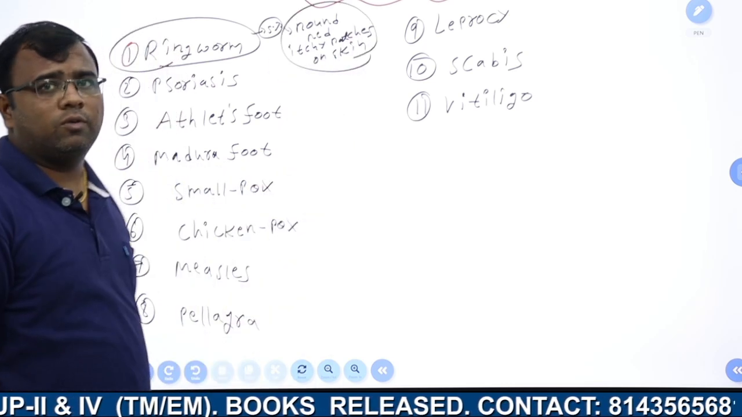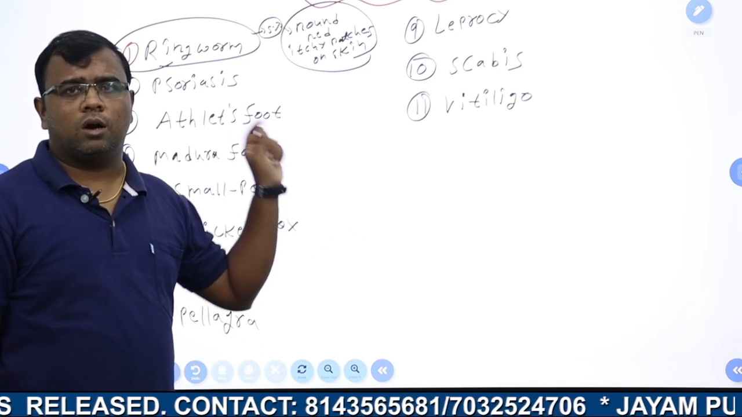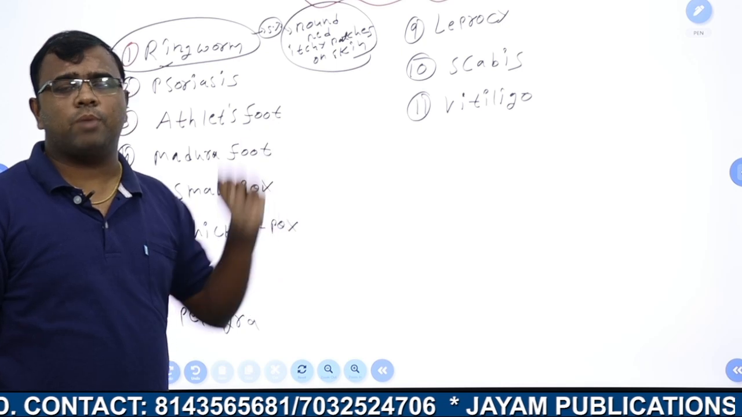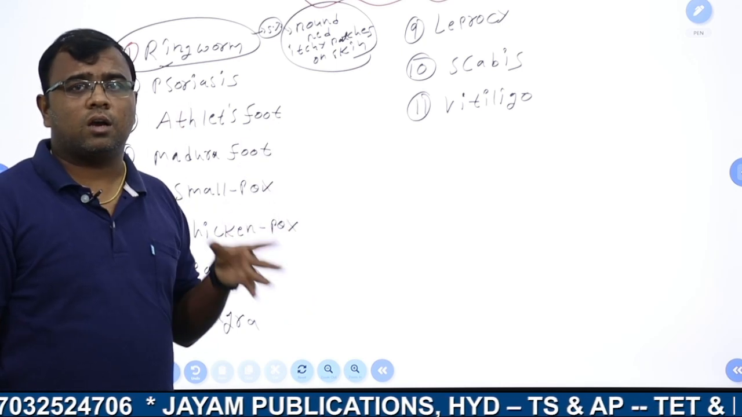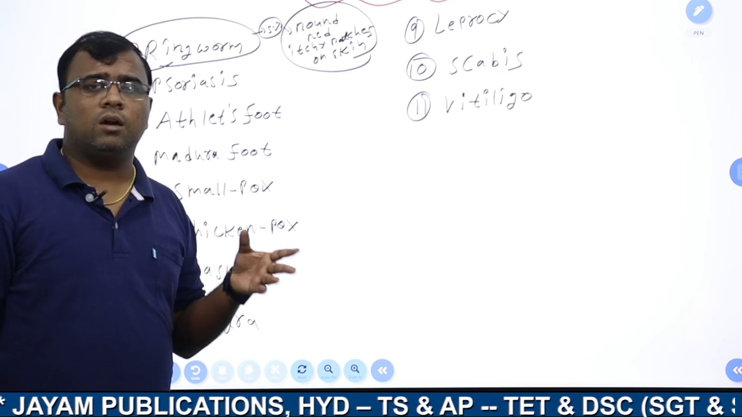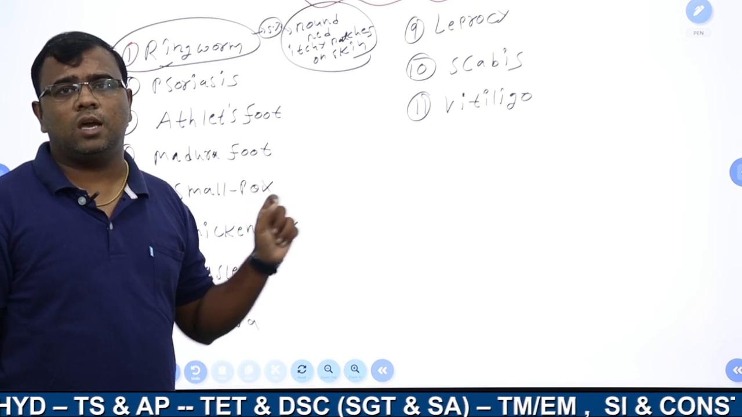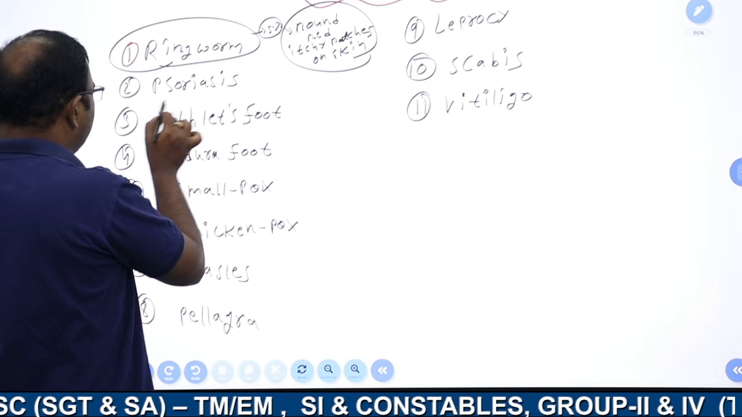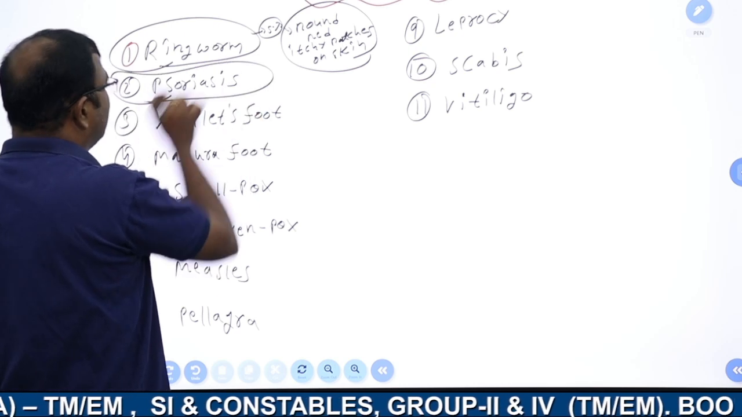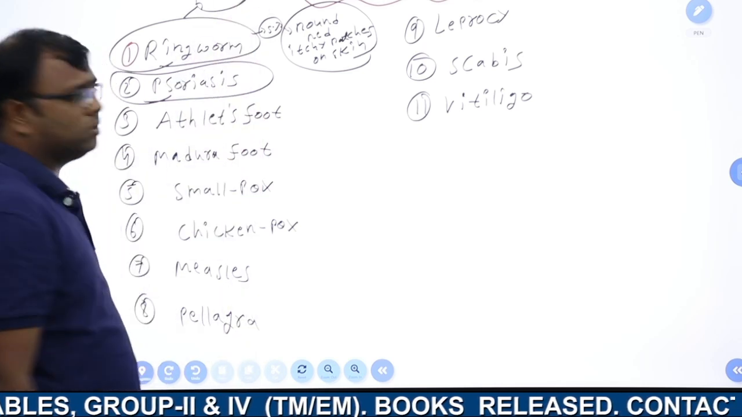This is a symptom of ringworm. The ringworm symptom is round, red, itchy patches formed on the skin. Is ringworm a communicable disease or not? Ringworm is a communicable disease.